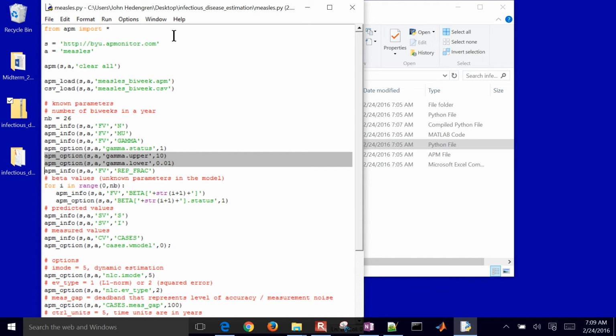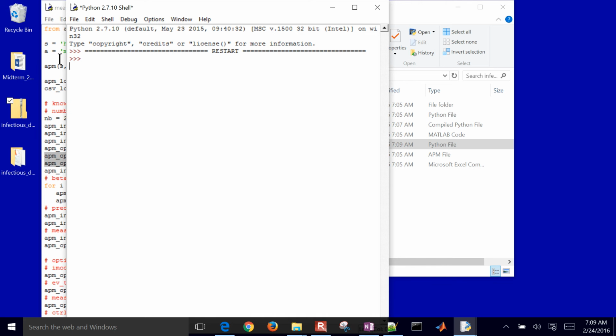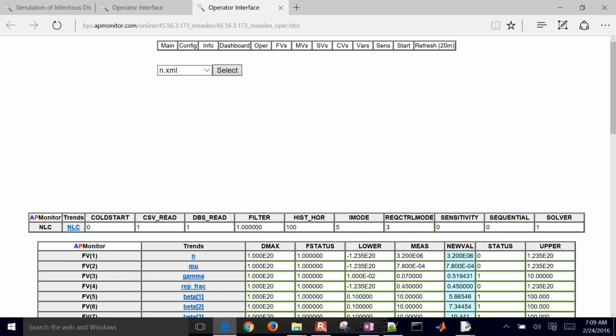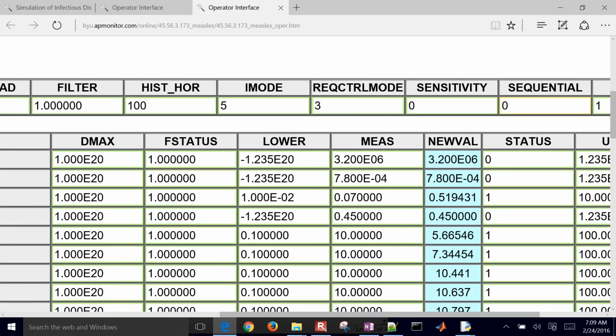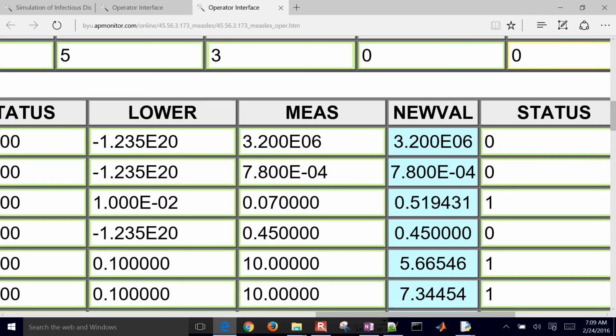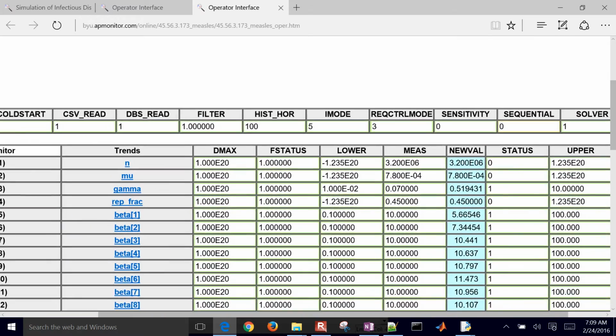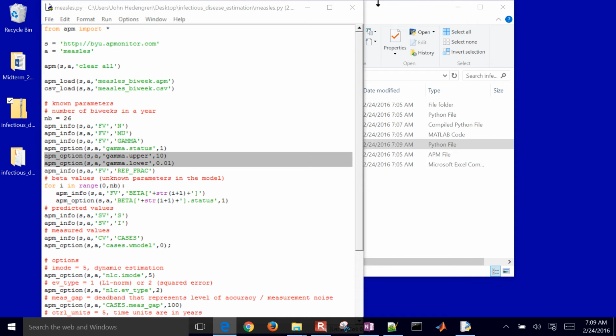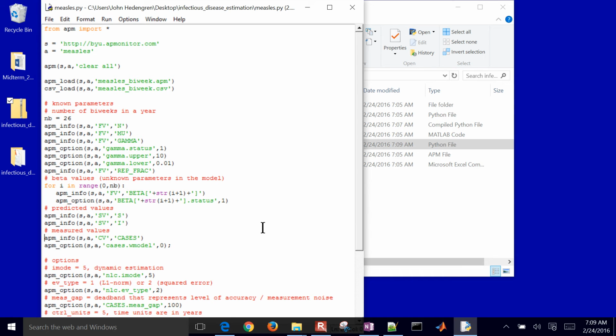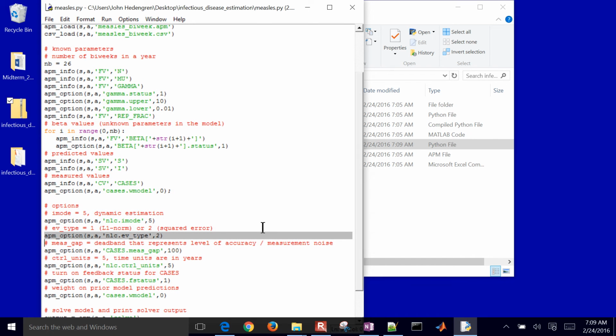Okay, and now I'm going to save it, and then let's run it again. This is using a squared error objective, and for part B we're going to change that to an L1 norm objective. Okay, so we have a gamma value there. You can see the new value. Okay, so that was a successful solution. One thing to consider is that we have this EV type is 2. Okay, right there, that's the estimated variable type.